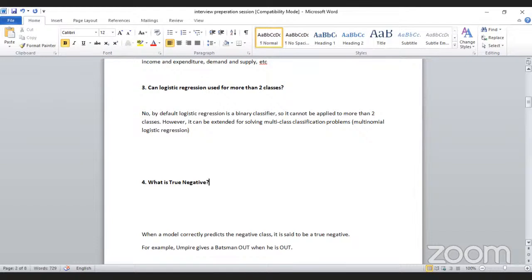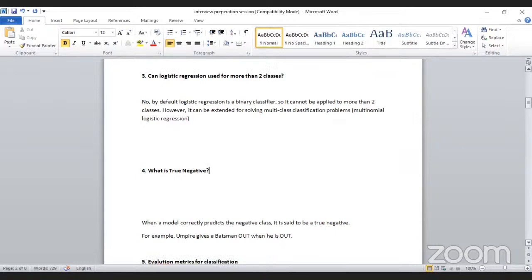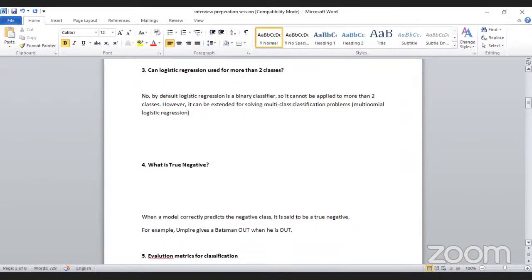Yes, the model correctly predicts the negative class. For example, here we have something like an umpire gives a batsman out when he is out. Yes, right? If not, we will have a review again and it may change also.